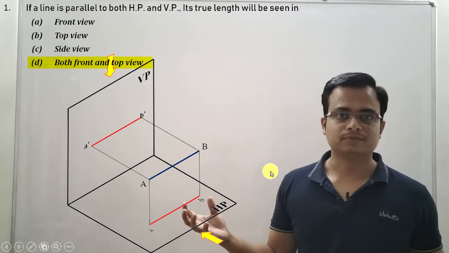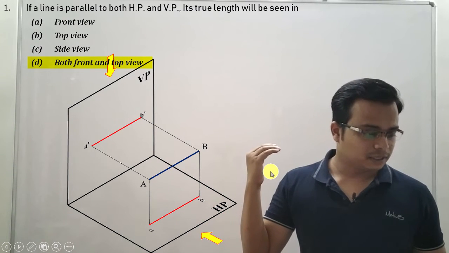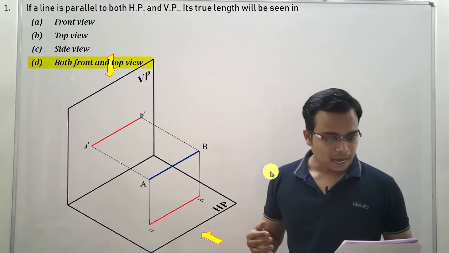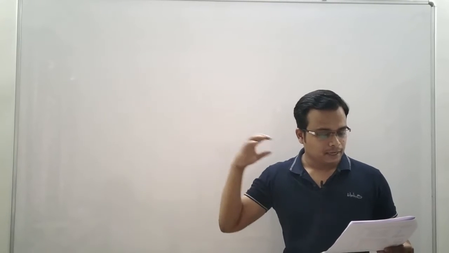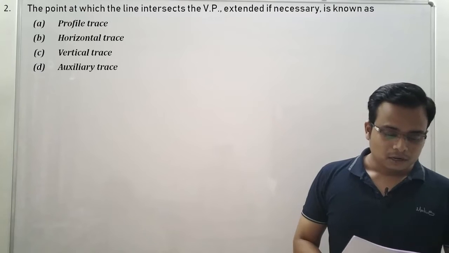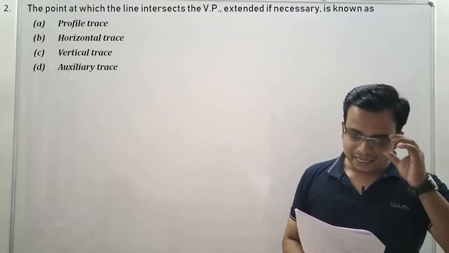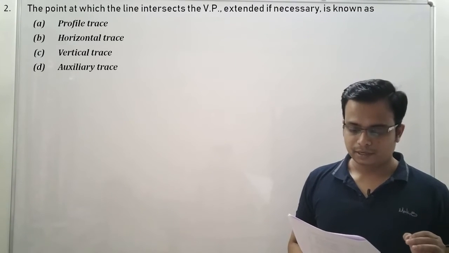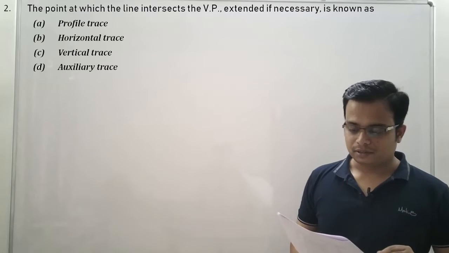I hope that was easy. Now let's switch over to problem number 2. Please read the description and let me read it out for you. A point at which the line intersects the VP, extended if necessary, is known as.